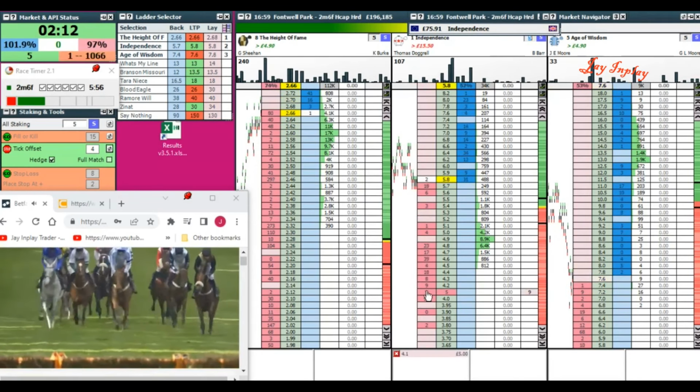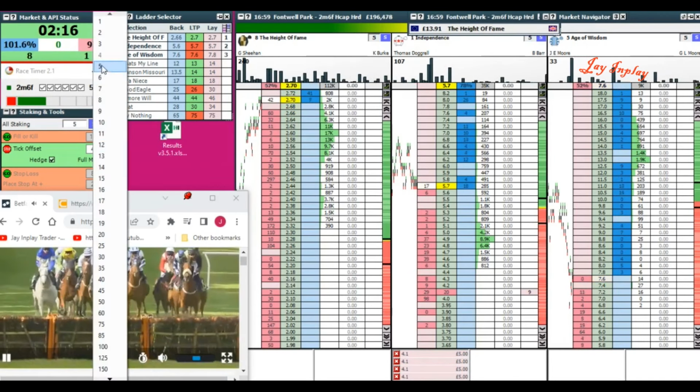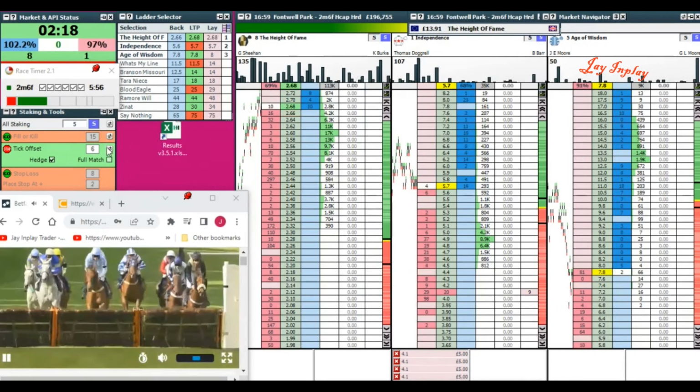So I'm just going to pop a speculative trade in there, and I'm also going to go for 6 ticks. I don't think it lost a massive amount of ground.